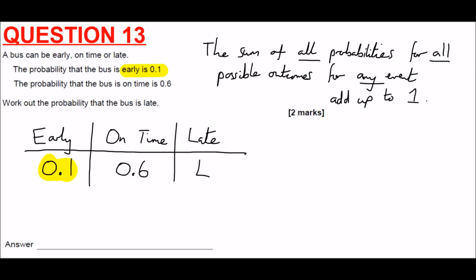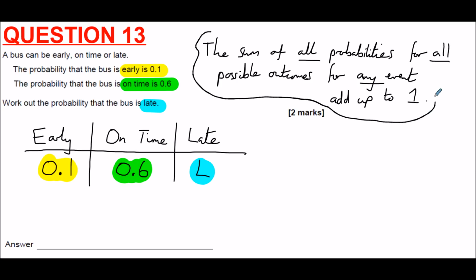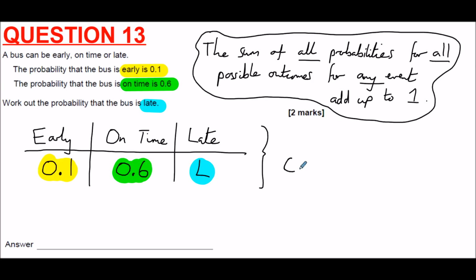And so what I said before about the sum of all probabilities adding up to 1, we need to apply here. So these three probabilities, early plus on time plus late, will have to add up to 1 based on what I've said here. The sum of all probabilities will have to add up to 1. So just taking this here, so 0.1 plus 0.6 plus L for late, I've just called it. You can call it anything if you want. They'll all add up to 1.